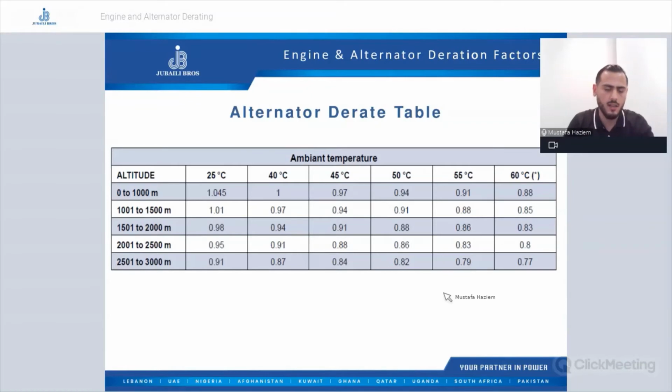On the other hand, the alternator derating can be taken from the table which is shown in front of us. It's not like the chart, it's constant for all models. You have the ambient temperature on the top, and the altitude on the left. So if I have an inquiry for 45 degrees and 2,250 meters, what do I do? I go to the 45 degrees, which you see here. 2,250 is in this range between 2,000 and 2,500 meters. So it will have an 88% efficiency. So the derating percentage will be 12%.